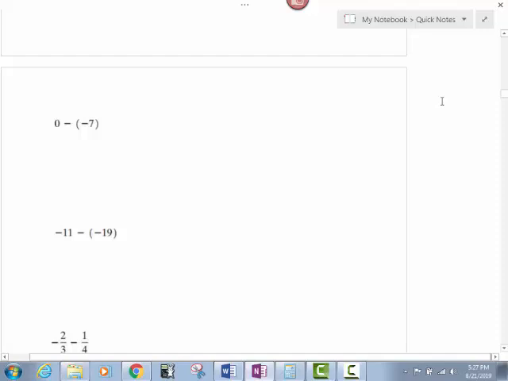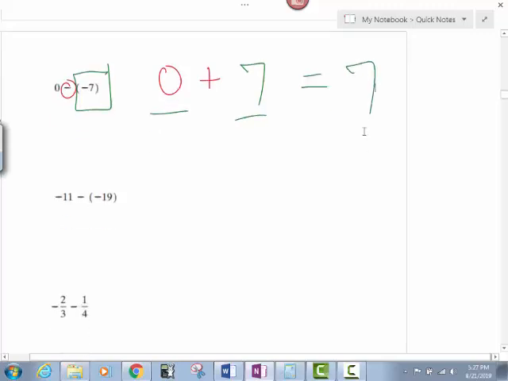Let's take a look at the next one here. Remember, my first number does not change. We change the subtraction to an addition. We take the second number, negative 7, we write its opposite. I have no money in one pocket, I have 7 in the other, so I'm still left with a total of $7, right?